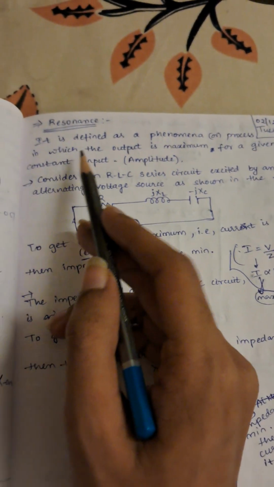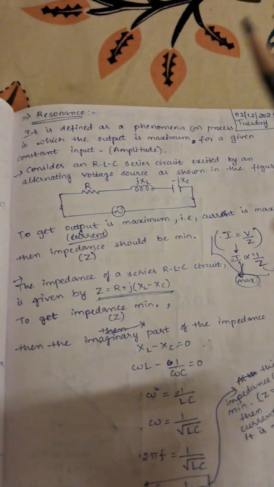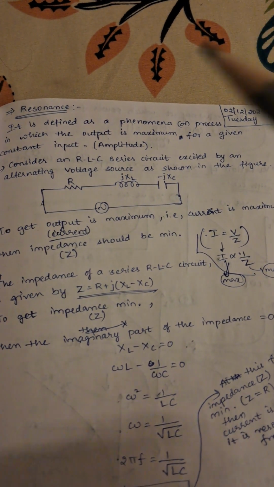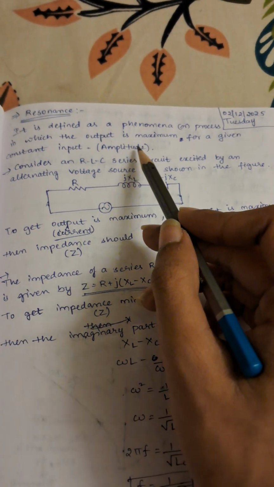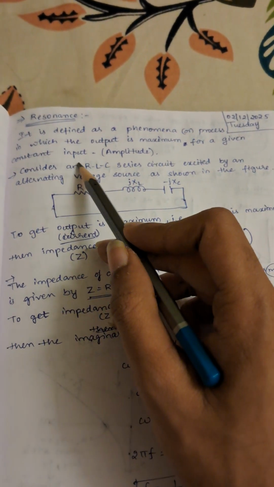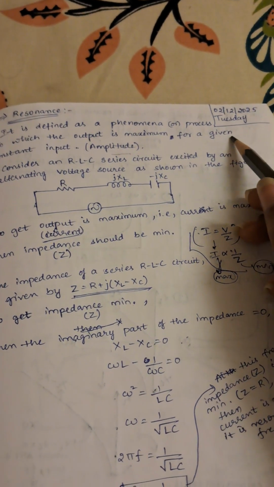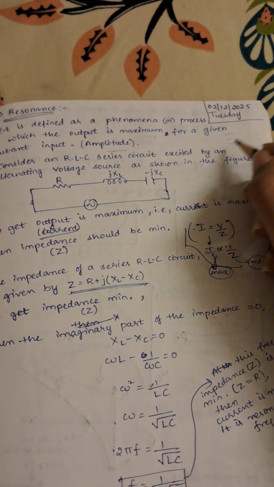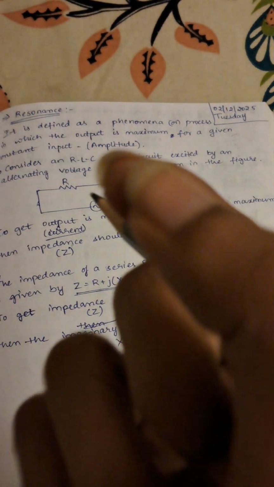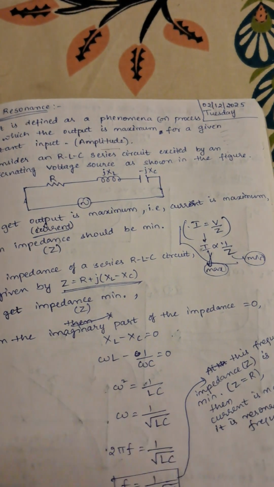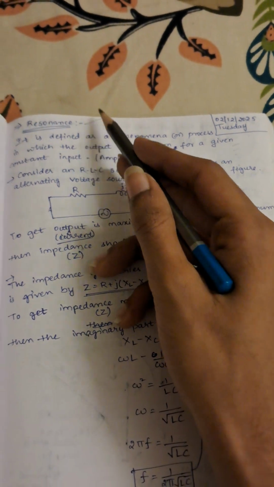Hello everyone. Now in basic electrical engineering, there's a topic called resonance. Resonance is defined as a phenomenon or process in which the output is maximum for a constant input, meaning amplitude. Here you'll give different inputs, then you'll get different outputs. At a particular input, if the output is maximum, then that condition is known as resonance.